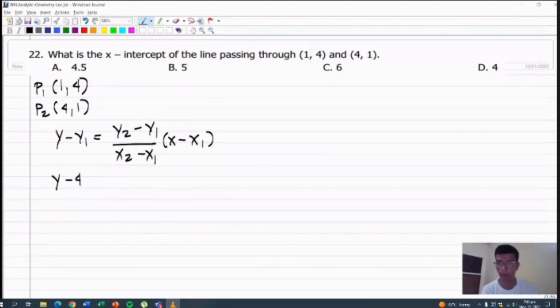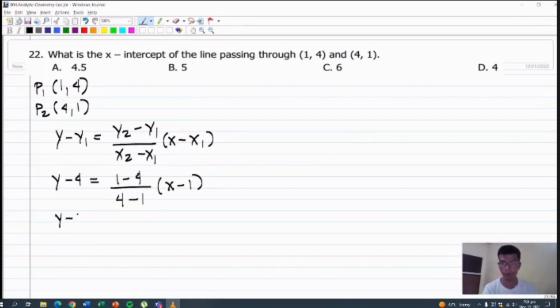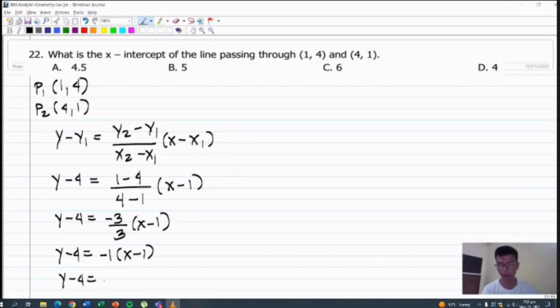So, y minus 4, diba yung y ng point 1? Sundan nyo na lang ha. Y sub 2 minus y sub 1, that would be 1 minus 4. X sub 2 minus x sub 1, and that is 4 minus 1. And x minus x sub 1 is x minus 1. This will be y minus 4, equal to negative 3 over positive 3, x minus 1. So, y minus 4 is equal to negative 1 times x minus 1. Distribute natin yung negative. So, y minus 4 is equal to negative x plus 1.